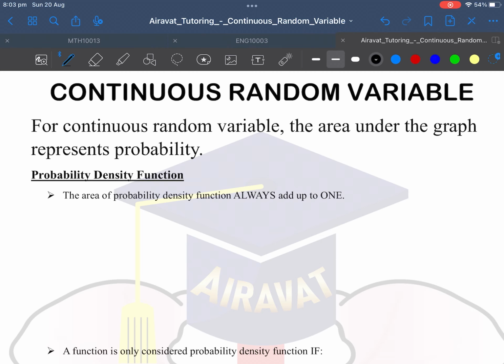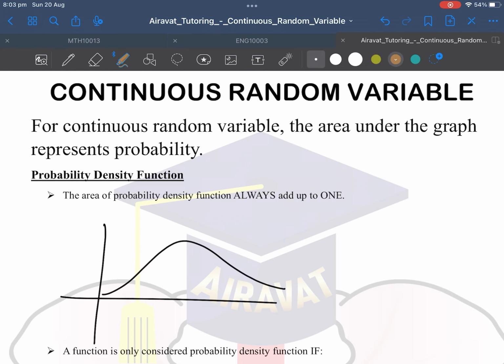Okay, sorry. Let's start off by looking at the probability density function. These are some rules for the probability density function. The area of a probability density function must always add up to 1. So this area under the graph over here, let's say that this is our graph, must always add up to 1 because probability always adds up to 1. That's the first rule that needs to be remembered.